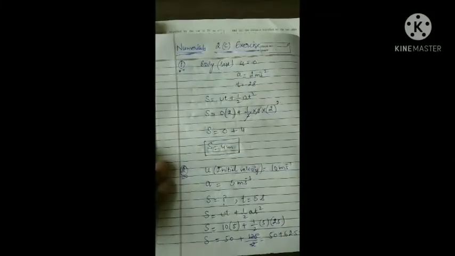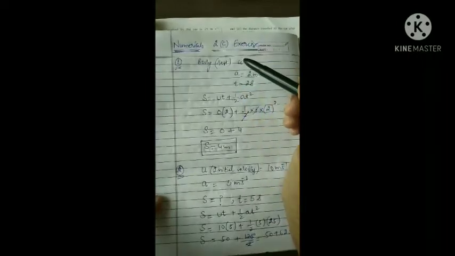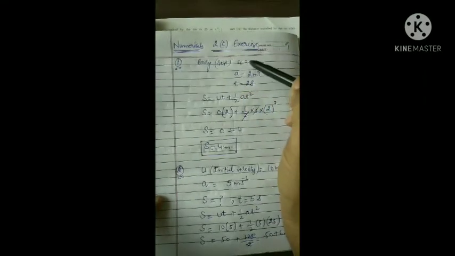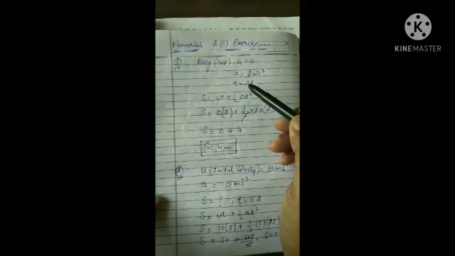In this video, we will discuss numericals of second C exercise. So in first numerical, body starts from rest, means u is 0. Acceleration is uniform, that is 2 meter per second square, and time is 2 seconds. We are interested to find displacement.